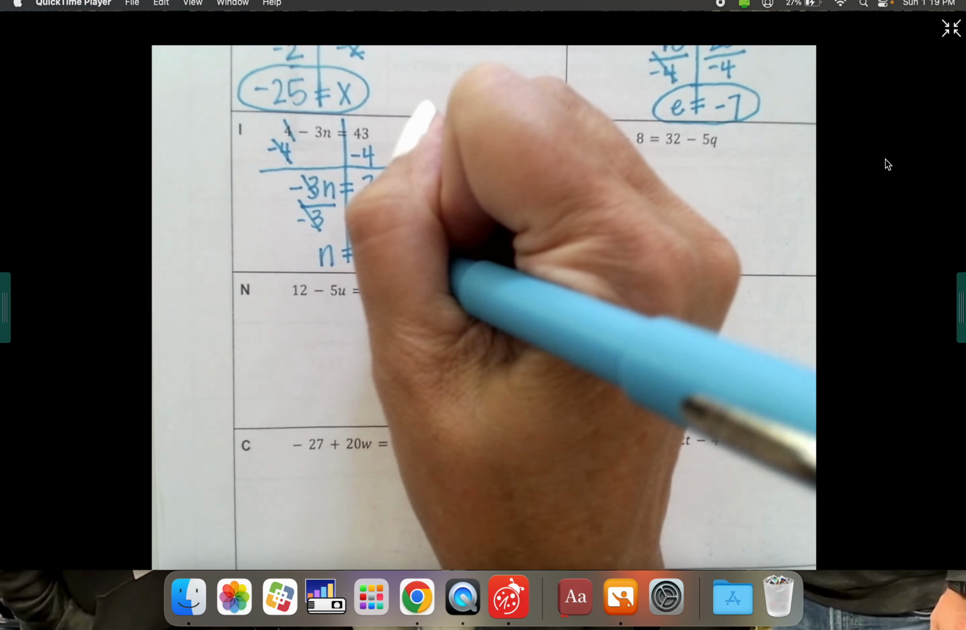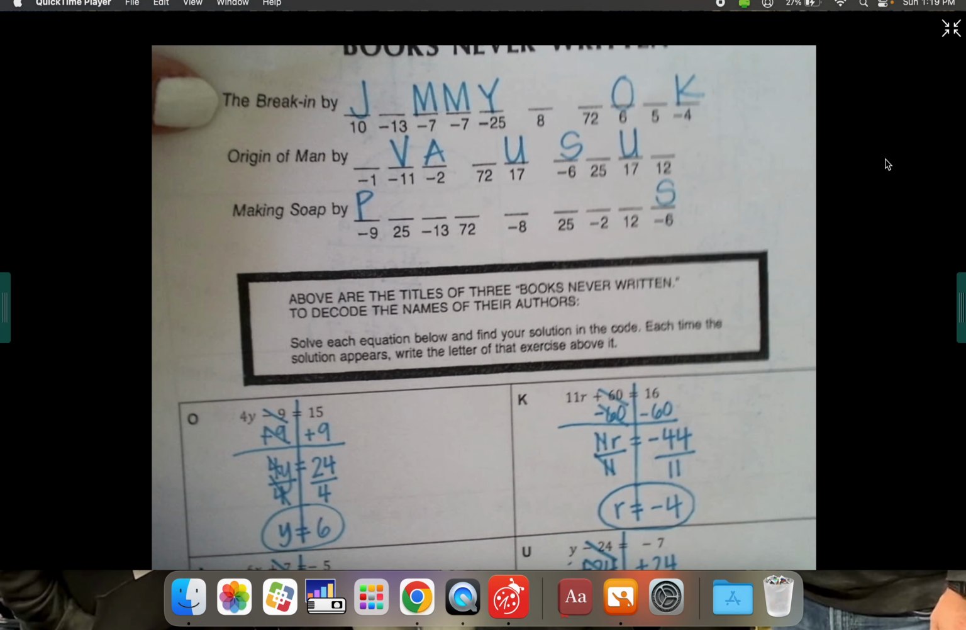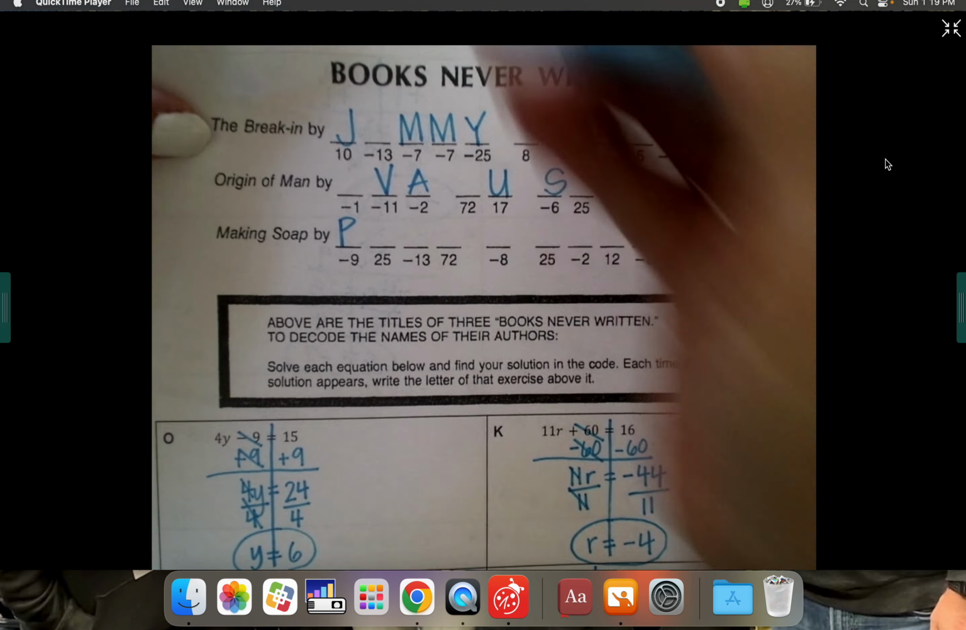All right, let's go on the front and find all of the -13s and put an I there. There's one here and down here. All right, letter D.